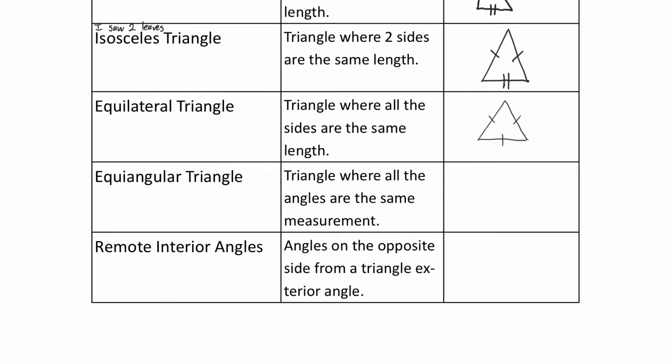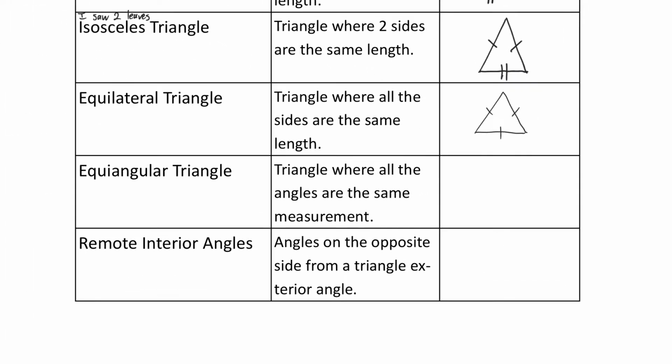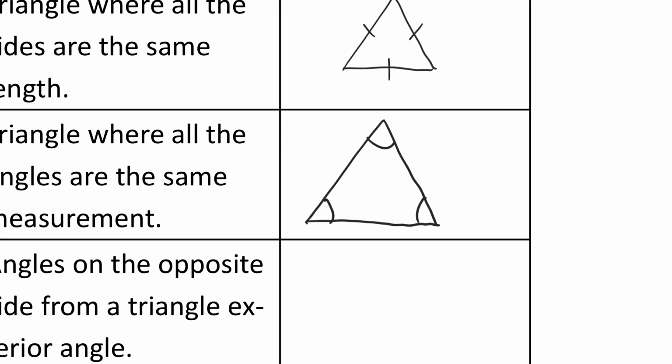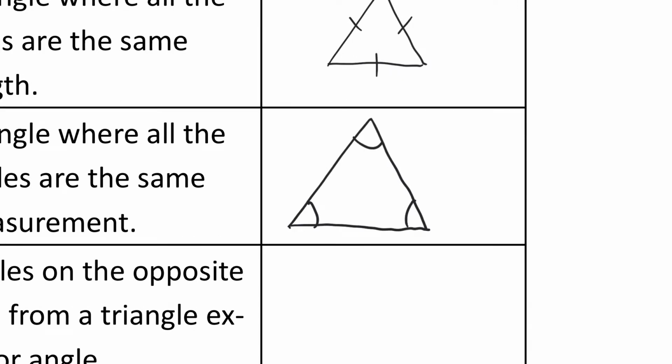Okay, now here's another one you probably have never heard, but it's an equiangular. So what's an equiangular triangle? Okay, it's a triangle where all the angles are the same measurement. So this angle and this angle are equal. Now we'll talk more about it tomorrow, but does anybody remember what the three angles of a triangle add up to?